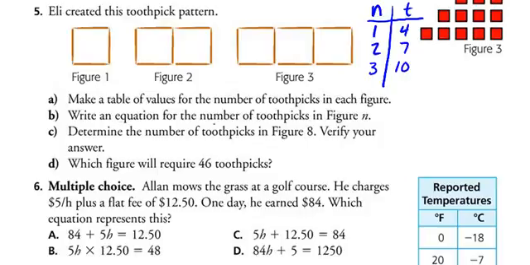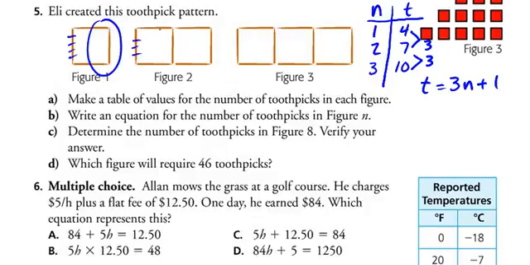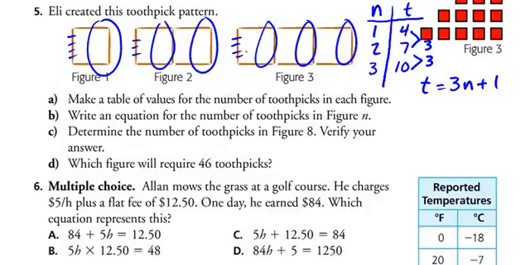So it says write an equation for the number of toothpicks in figure n. Well, if you notice that it goes up by 3 here, so that tells me that the number of toothpicks is 3 times n plus 1, right? Because I've got 3 toothpicks here plus the 1, those 3 plus another 3, those 3 and those 3 plus another 3, and that 1. So the number of toothpicks is 3n plus 1.